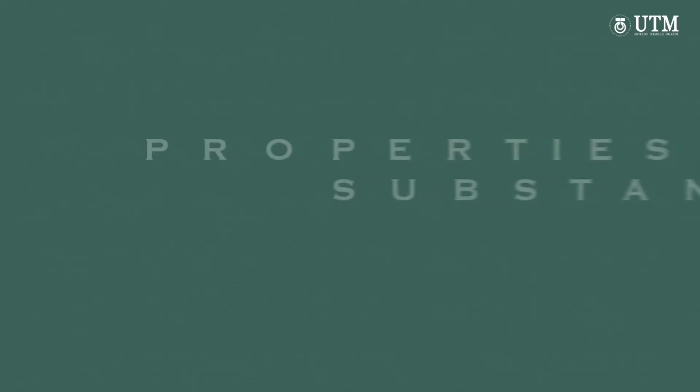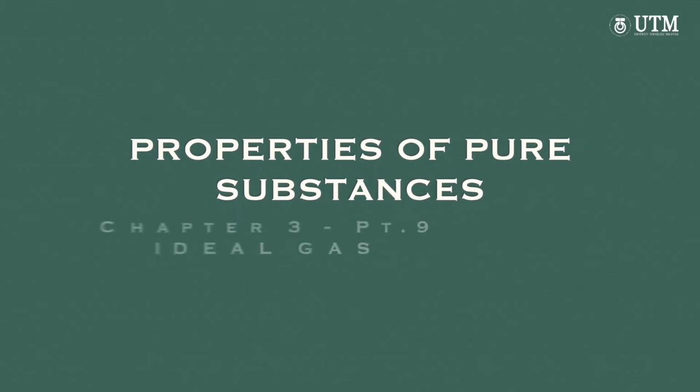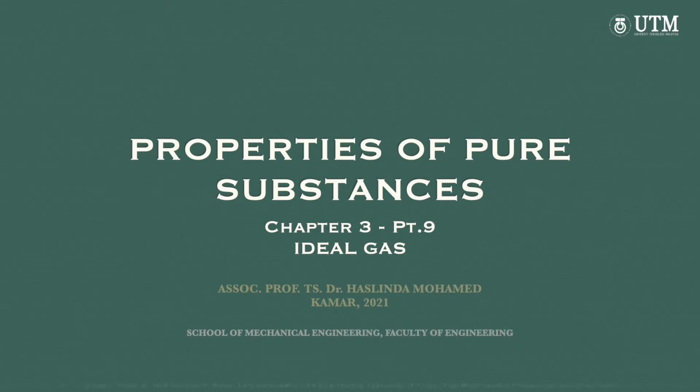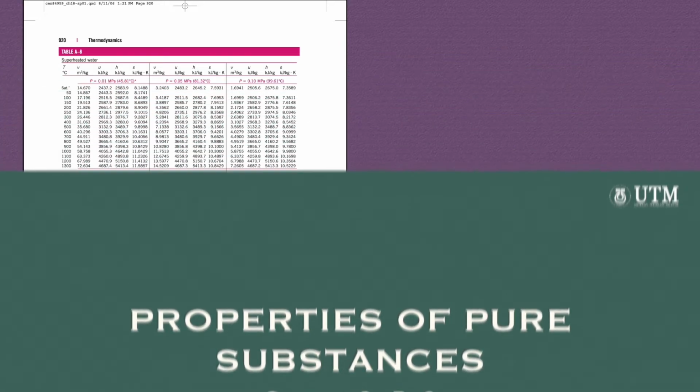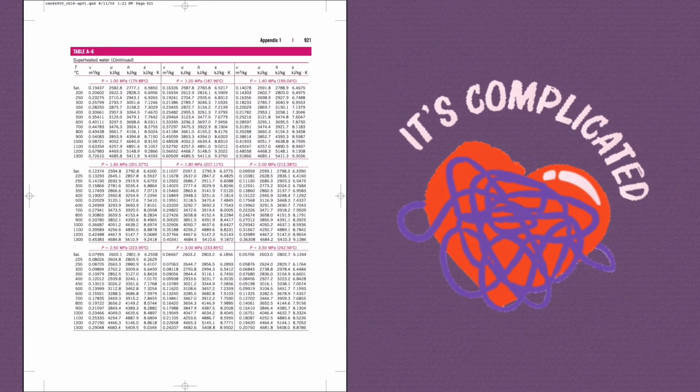In this video, I will describe the hypothetical substance, ideal gas, and the ideal gas equation of state. Property tables provide specific information on the properties, but they are cumbersome. A more realistic way is to use some simple relations among the specific properties.